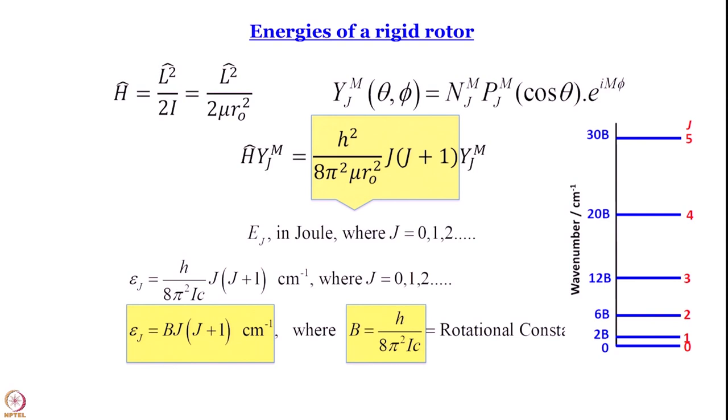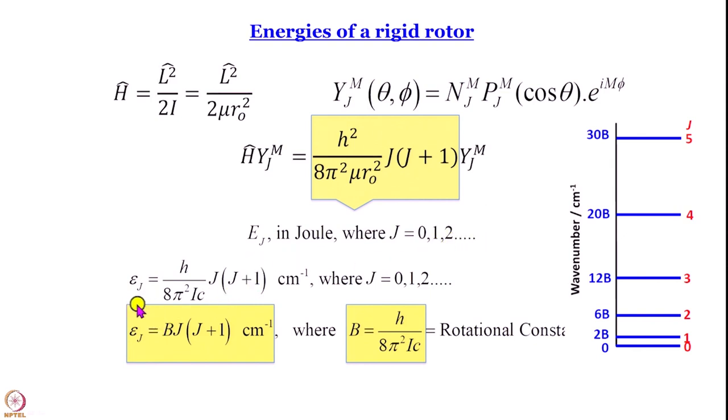And then we learned that when we make the Hamiltonian operator, we worked out the Hamiltonian from L square by 2I, knowing the classical relationship and knowing the operator L square, or at least what implication it has on these wave functions. We formulated the Hamiltonian to be L square by 2 mu r 0 square. Again, mu is the reduced mass, and r 0 is the length of the rigid rotor, the bond length in case of a diatomic molecule. We make this operate on spherical harmonics, and knowing that L square operates on spherical harmonics to give us j into j plus 1 multiplied by a constant, we get h square divided by 8 pi square mu r 0 square multiplied by j into j plus 1. This eigenvalue of the Hamiltonian is the energy in joule, the rotational energy, and j is a rotational quantum number which ranges from 0, 1, 2, and so on.